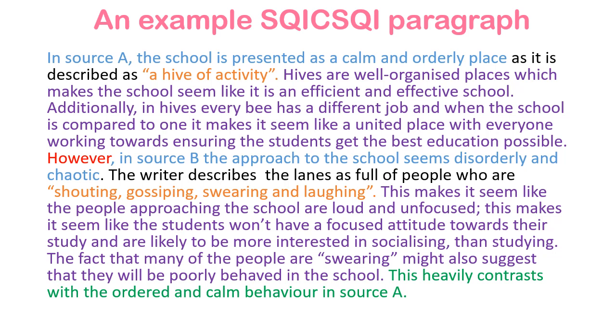Okay, so I've got my statement, my quote and my inference. Then I'm going to make my comparison using that connective. So for this one I've gone for however, but you might be saying similarly, likewise, additionally, that sort of thing. So however, in source B, the approach to the school seems disorderly and chaotic. Now that's a statement about source B, but it's also a bit of a comparison because I said in source A that it was calm and orderly, and here I'm saying it's disorderly and chaotic. The writer describes the lanes as full of people who are shouting, gossiping, swearing and laughing.